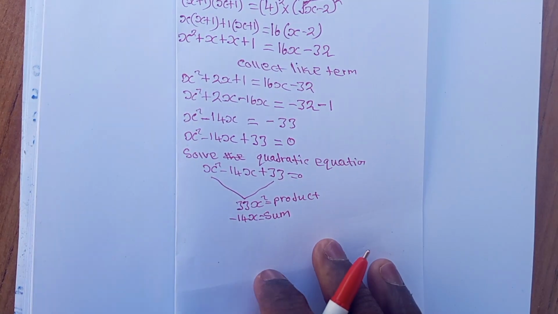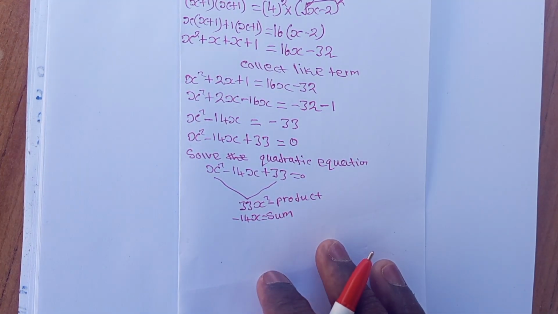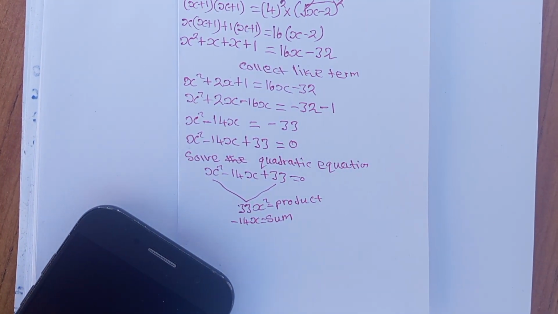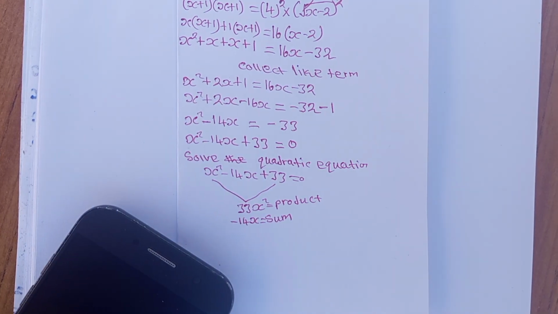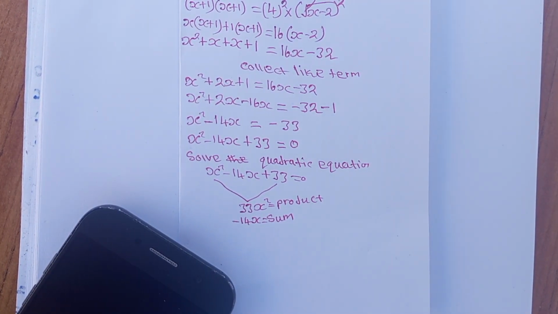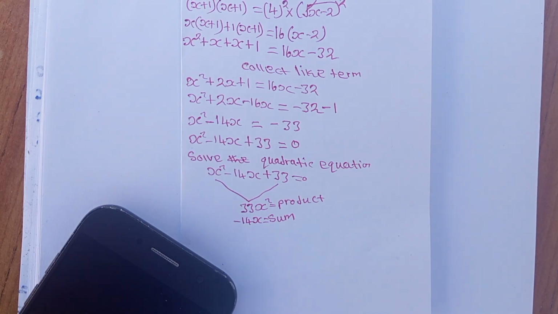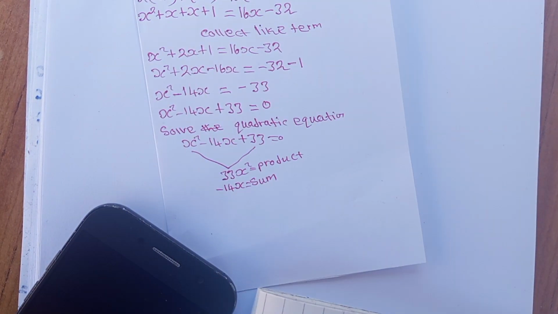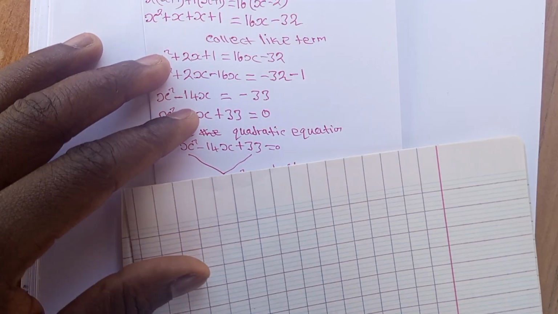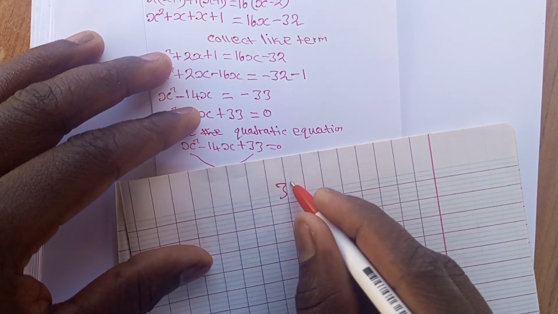So you are going to watch for factors. These two factors, if you multiply them, it's supposed to give you 33. If you add or subtract, it's supposed to give you minus 14. Now let us find the factors of 33.